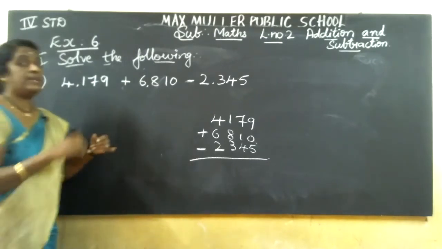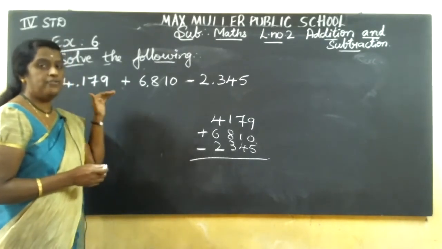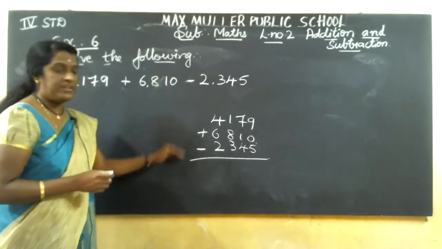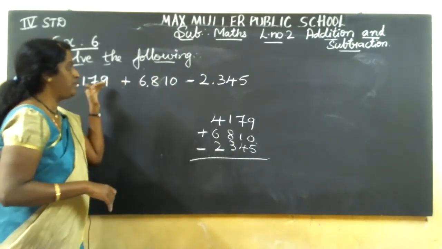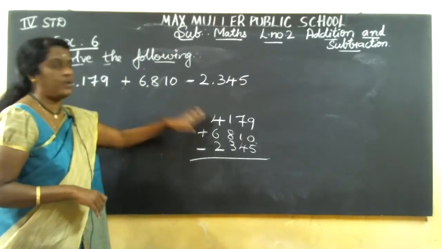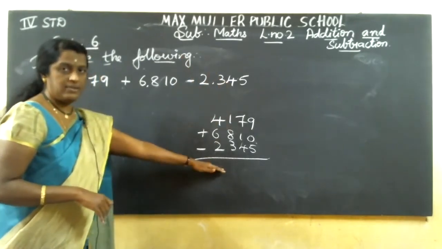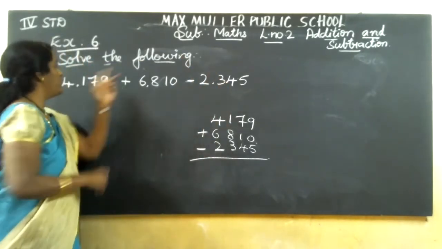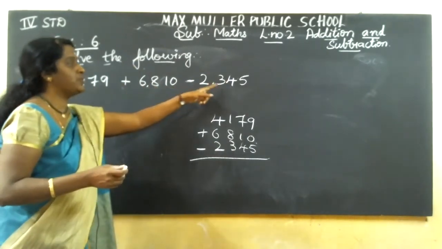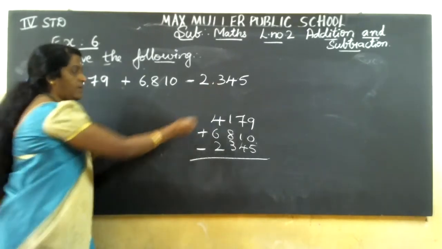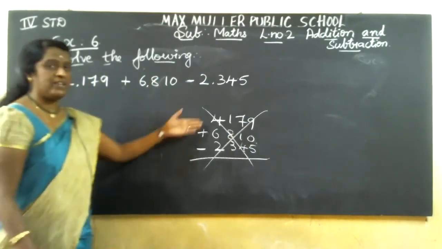Will you copy like this? Because in addition, we add vertically. If I give it horizontally like this, add vertically means you will copy like this only. In subtraction also, 2 numbers are given. Subtract. In addition only, add vertically. So if you are given 3 numbers or 4 numbers, you will copy like this. But here, solve the following: 4,179 plus 6,810 minus 2,345. Will you copy like this? It is wrong. How can you do addition and subtraction together?